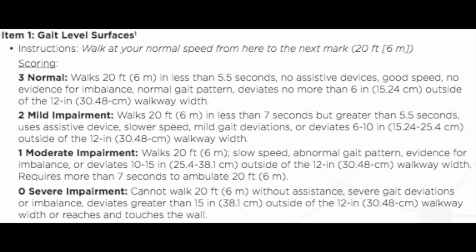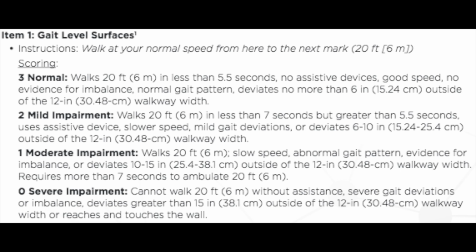A 2 would be given if they walk 20 feet in less than 7 seconds but greater than 5.5 seconds. They use an assistive device, use slower speed, or mild gait deviations, or deviate 6 to 10 inches outside of the 12-inch walkway. A 1 would be given if they walk the 20 feet, they have slow speed, abnormal gait pattern, evidence for imbalance, and deviates 10 to 15 inches outside the 12-inch walkway width. They require more than 7 seconds to ambulate.